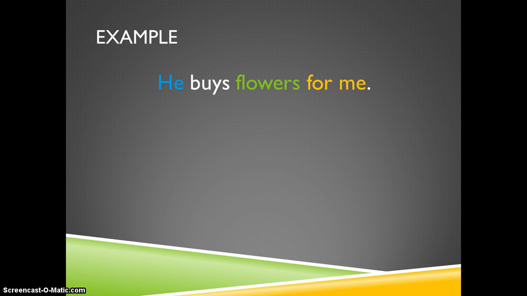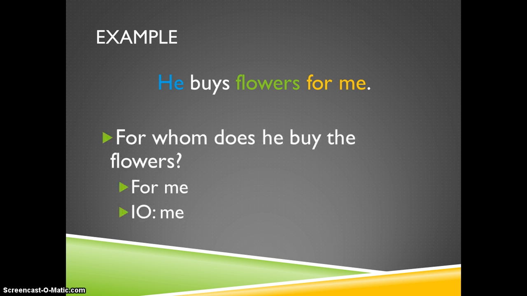Let's check out another example. He buys the flowers for me. For whom does he buy the flowers? For me. So I, me, I'm the indirect object. What is he buying? Flowers, so that's the direct object. And then who is doing the buying? He is, so he is the subject. Okay?